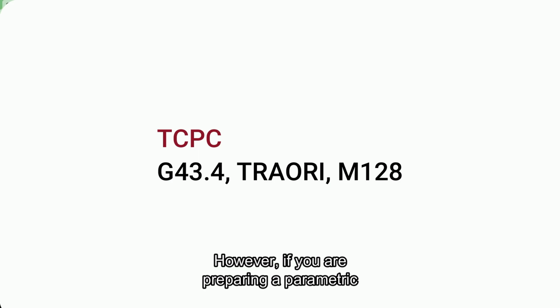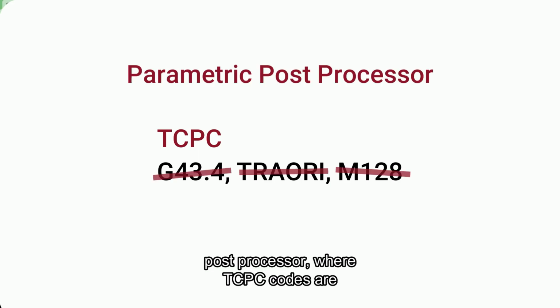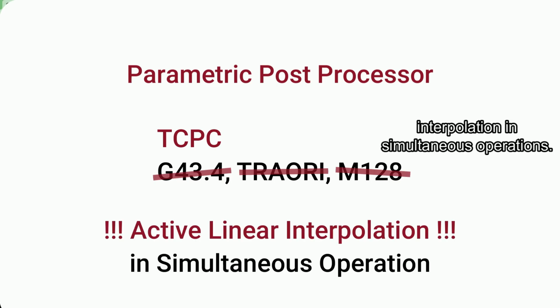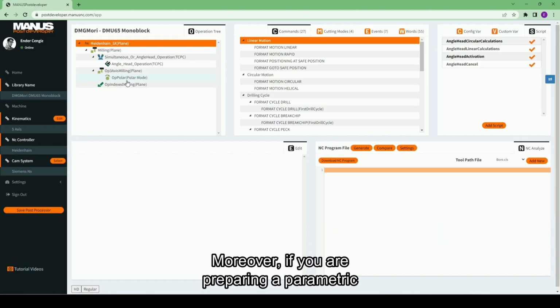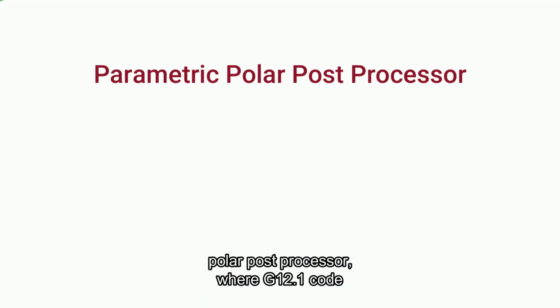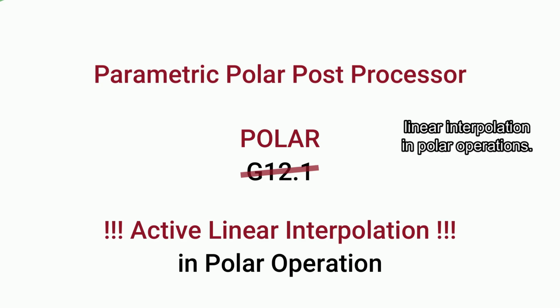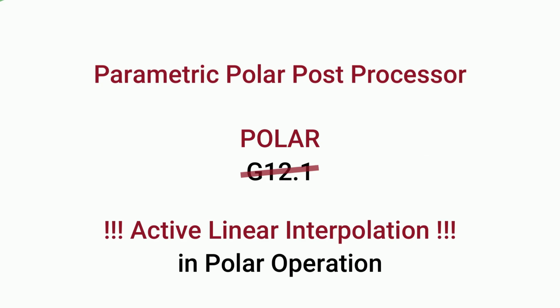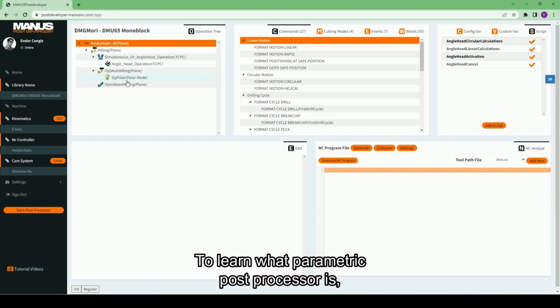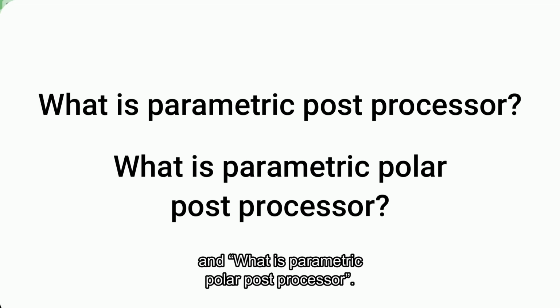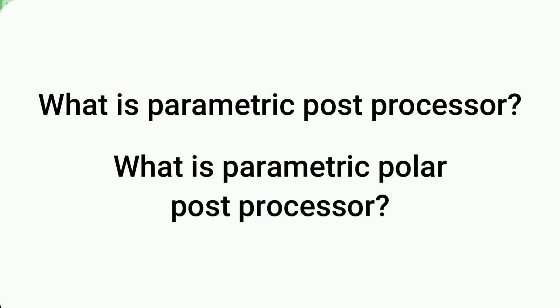However, if you are preparing a parametric postprocessor where TCPC codes are not available on the machine or cannot be used, it is a must to activate linear interpolation in simultaneous operations. Moreover, if you are preparing a parametric polar postprocessor where G12.1 code is not available on the machine or cannot be used, again you must activate linear interpolation in polar operations. To learn what a parametric postprocessor is, watch the videos "What is parametric postprocessor?" and "What is parametric polar postprocessor?"